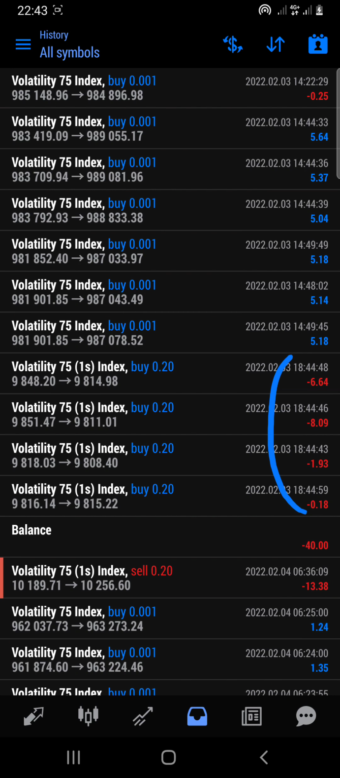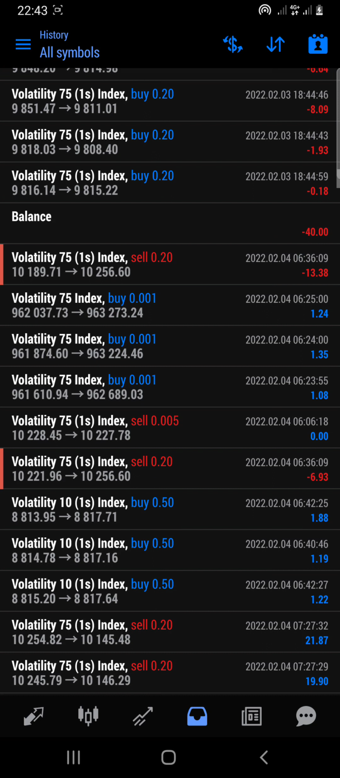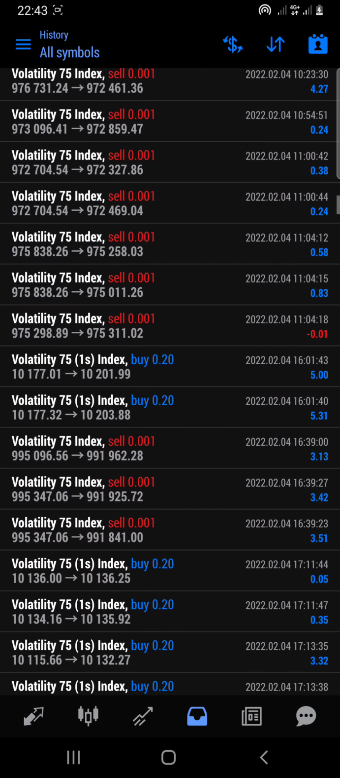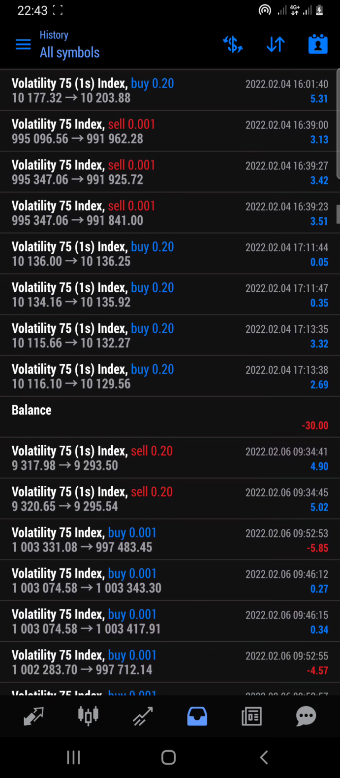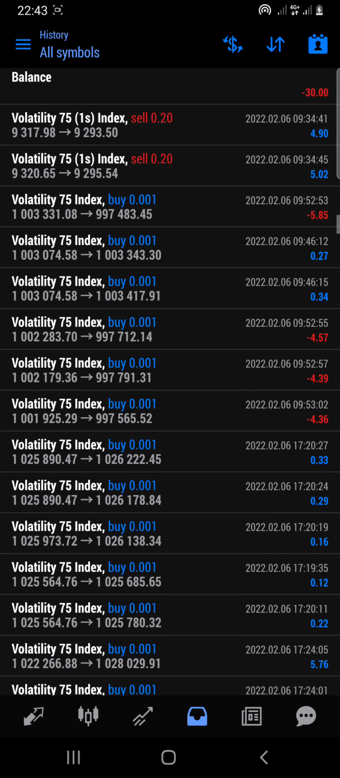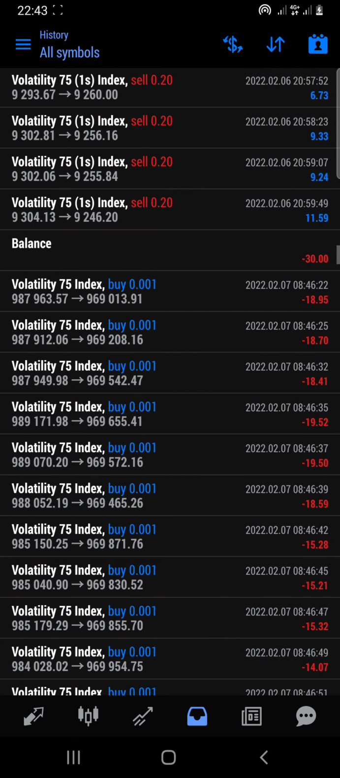Yeah, losses again. You can see here I made a withdrawal, $40, and I made a loss after that withdrawal. You can see losses. Let's keep going. You can see another loss here. I made a withdrawal of $30. You can see losses. Let me keep showing you to get to the end of this. You can see a loss right here. I withdrew another $30.